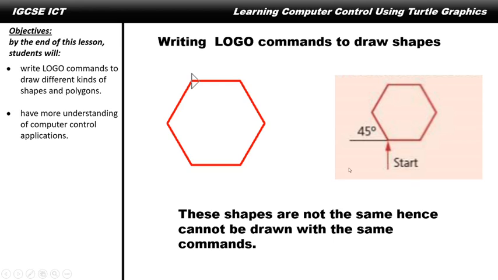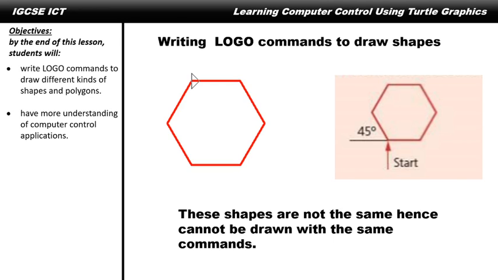I'm talking about this one here. You can see that this angle here is 45 degrees. A regular polygon that has 6 sides cannot have 45 degrees. So if you try to draw this polygon with this 45 degrees, you are not going to get it right. You need to spend some time to calculate how the shape is before you begin to write your command for the shape.